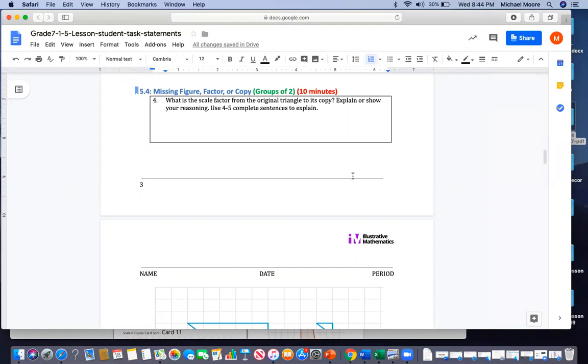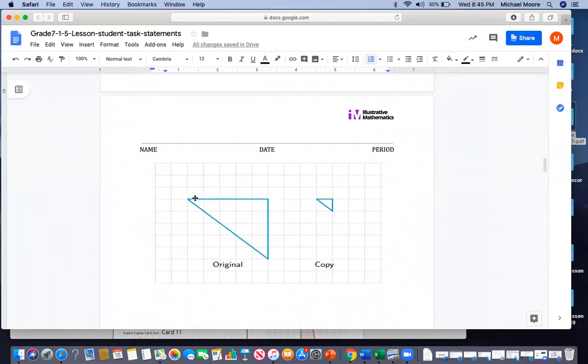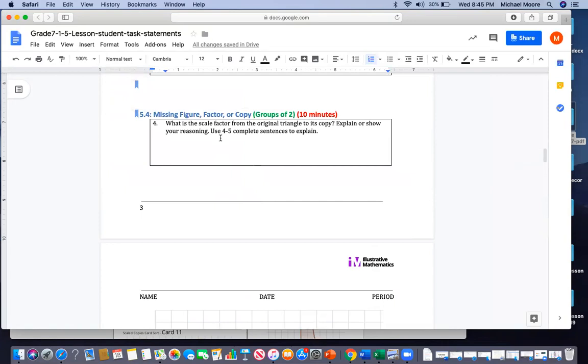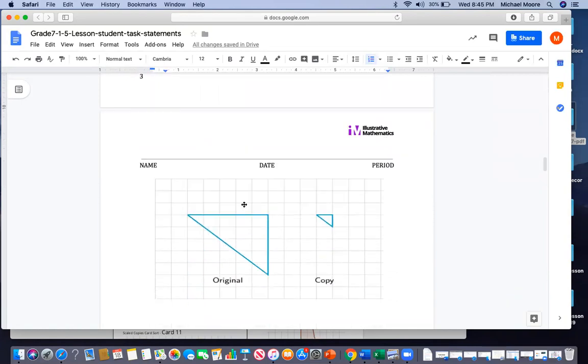So we move on to the next section. What is the scale factor from the original triangle to its copy? So we see the original has 5 sides, 1, 2, 3, 4, 5, and the copy is smaller. So we know our scale factor is going to be less than 1, a fraction. So we put our original in the denominator and our copy in the numerator in this example. And that fraction is 1/5. So that is going to be the scale factor for our first question. What is the scale factor? And I can explain that because I counted the corresponding sides.